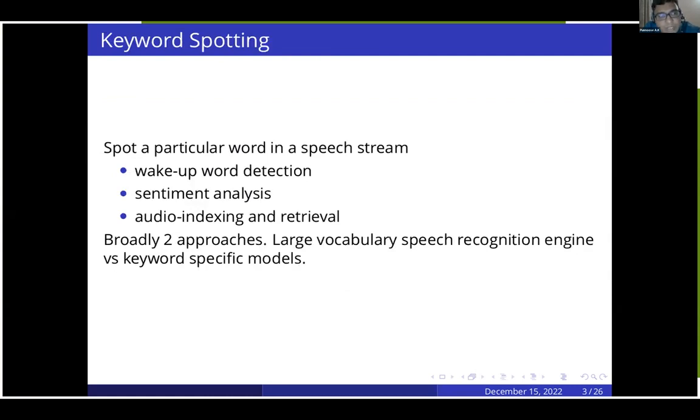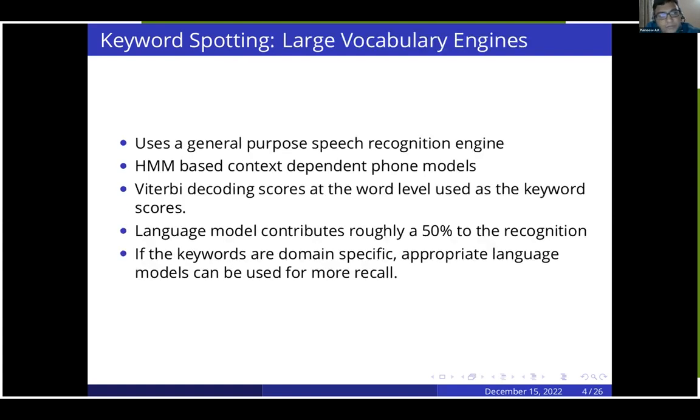So keyword spotting is basically spotting a particular keyword, a particular word in a speech stream. It could be used for wake-up word detection in devices. It could be used for sentiment analysis. Mostly it is used for audio indexing and retrieval. So there are broadly two approaches. One is a large vocabulary speech recognition engine based system, and the other is a keyword specific model based system.